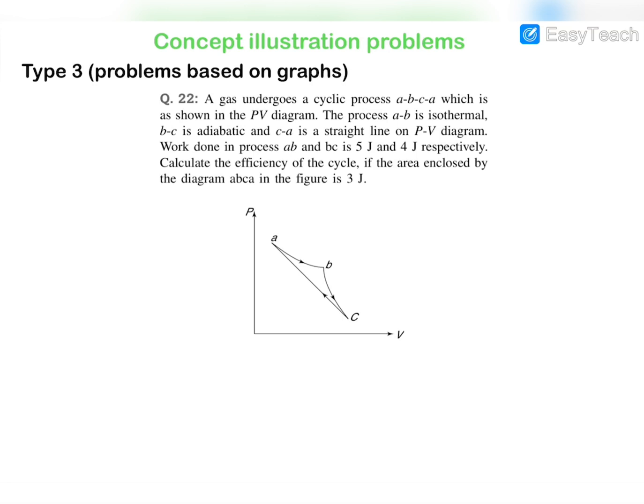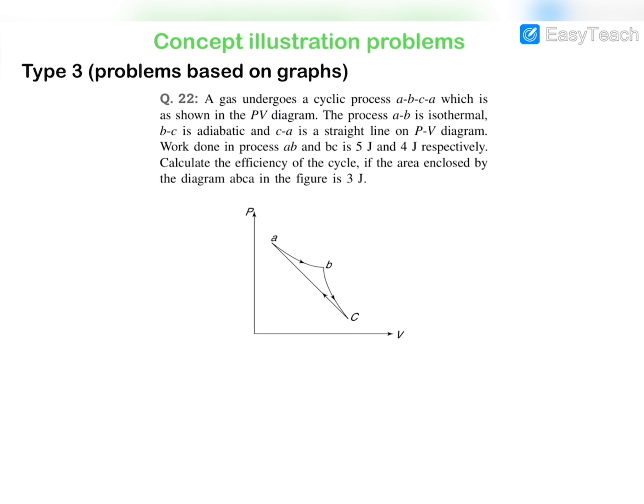In this question, you can see that there is a gas that undergoes a cyclic process A, B, C, again A. And the PV diagram of this cyclic process is shown. Now the AB process is given as an isothermal process and the BC process is given as an adiabatic process, while CA is a straight line on the PV graph as shown, and it is given that work done in A to B is 5 joule. Work done in B to C is 4 joule.